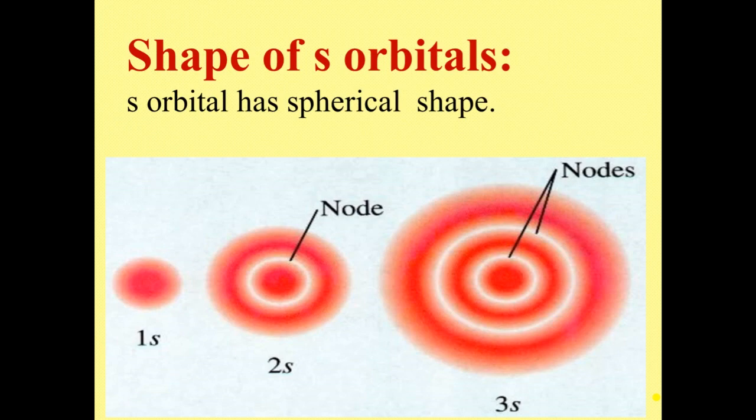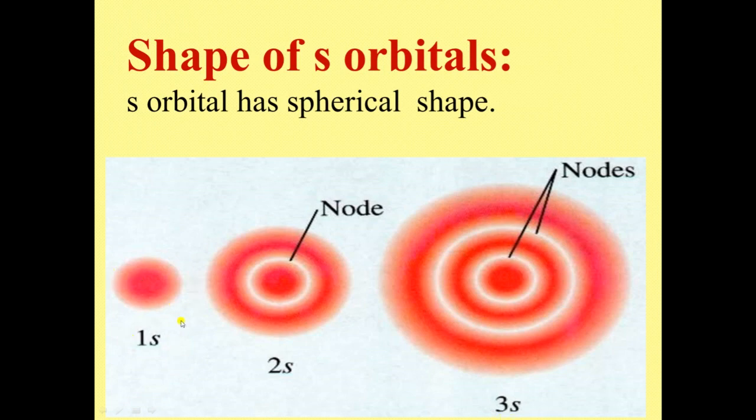Now first is the shape of the s orbital. The s orbital has a spherical shape. As you can see here, this is the shape of the s orbital. This is also an s orbital and this is also an s orbital. The difference is only in their shell. This is the first shell, this is the second shell, this is the third shell. In the first shell it is 1s, in the second shell it is 2s and in the third shell it is 3s. As the shell increases, the energy of these orbitals also increases.